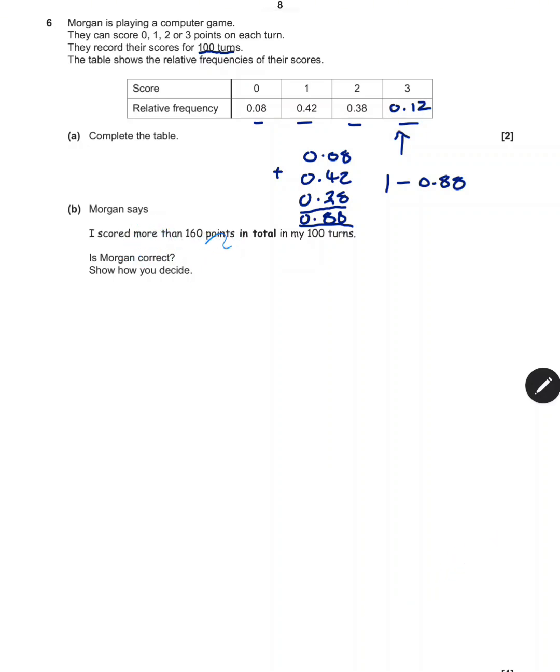My friend Morgan says I scored more than 160 points in the 100 turns. So what we've got in the table is basically how many times out of 100 they got 1 point, how many times out of 100 they got 2 points. If I take this 0.42 and multiply it by 100, what we get is simply 42. So they got 1 point 42 times. So I'm going to multiply that by 1.